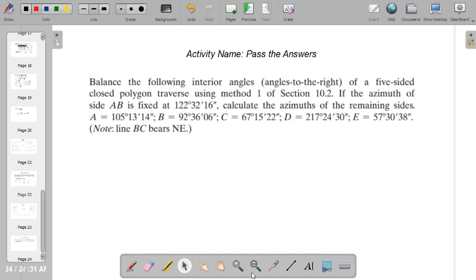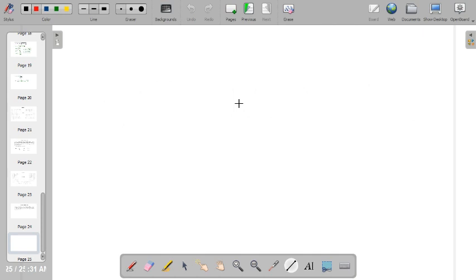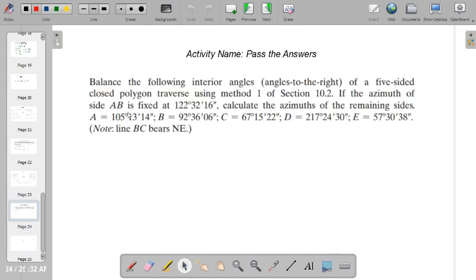So we are going to sketch the traverse given these interior angles and the fixed line AB, which is 122 degrees 32 minutes and 16 seconds. First we are going to draw our reference meridian, and we can duplicate this because we're going to use it several times. So let's plot the AB.